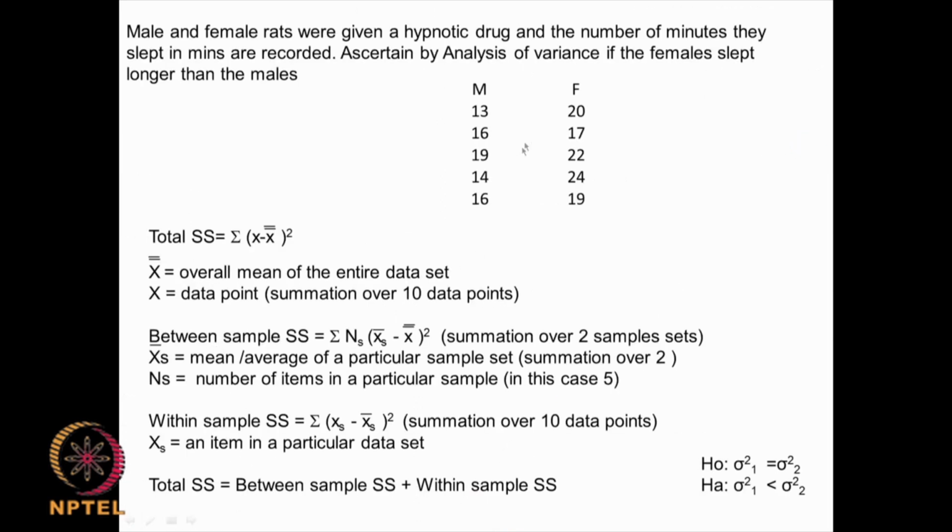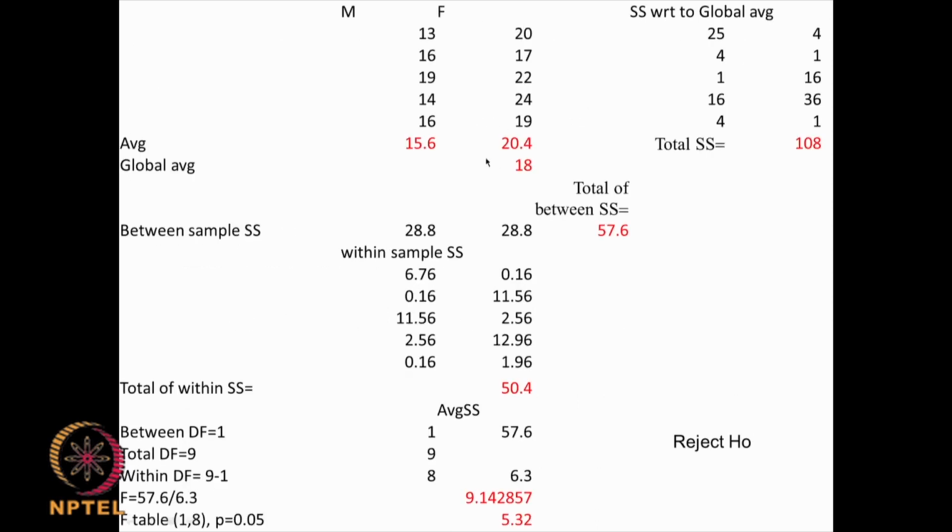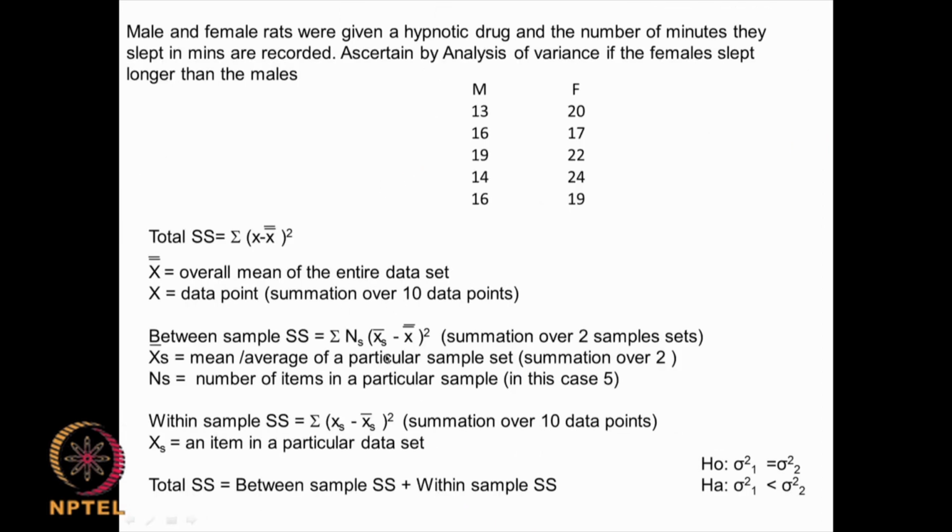So, I got between sum of squares, I got total sum of squares. Okay. Now, within sample sum of squares, how do I do? Okay. So, within sample sum of squares, as I said here, okay. So, for each set of samples, I will subtract from this, I square it up. Between sample, within sample, I will subtract from the mean of each sample set and square it up, right.